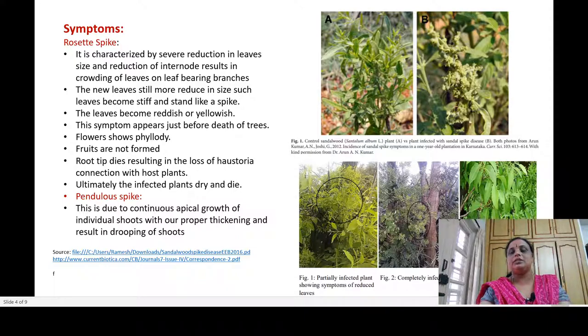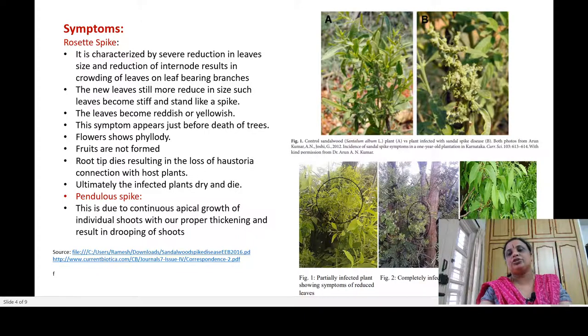See, once this mycoplasma has entered, it enters the vascular bundle, enters the phloem tissue, the sieve tissues, it grows and develops, and finally, just before the entire phloem is destroyed, the symptom is seen on the branches. So such symptoms you can find only before the tree is going to die.